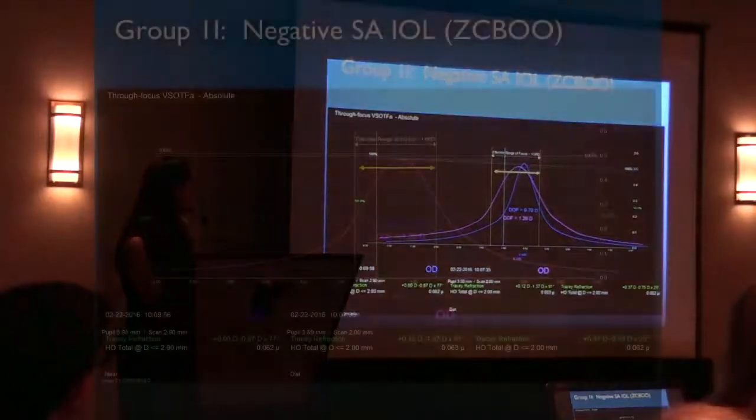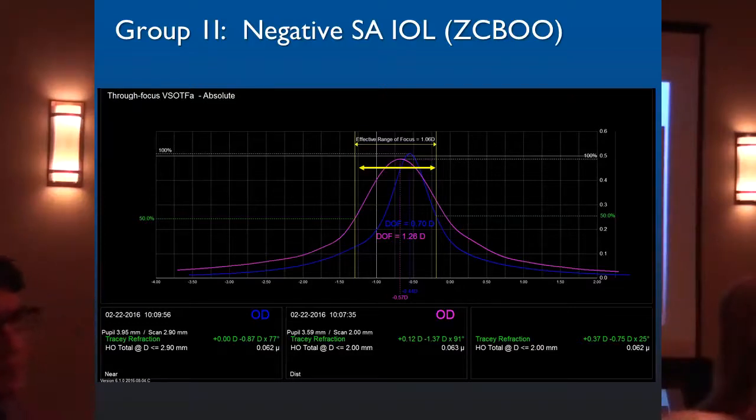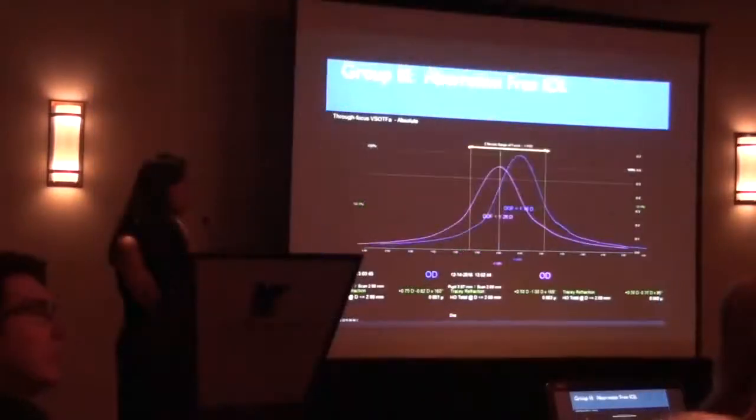So here is the group of patients with negative spherical aberration. As we know, these lenses compensate for the positive spherical aberration. The cornea has positive spherical aberration. The IOL is correcting spherical aberration from the cornea. So as we can see here, the VSOTF has a really high peak. Especially as they do very well, really high contrast, but with a very low effective range of focus.